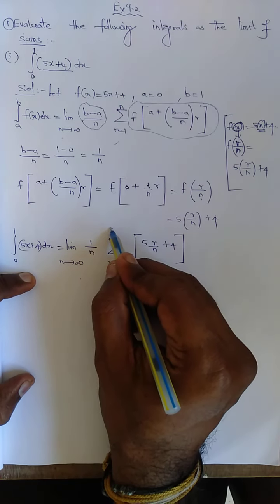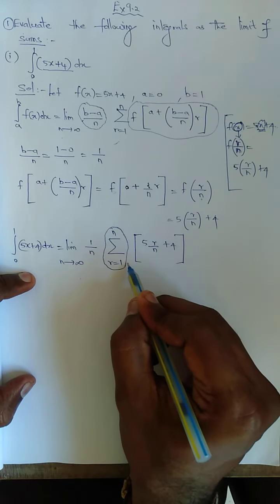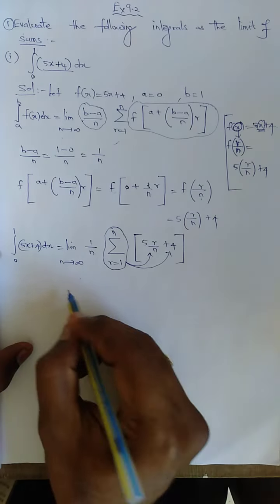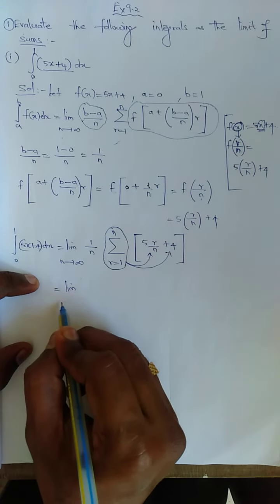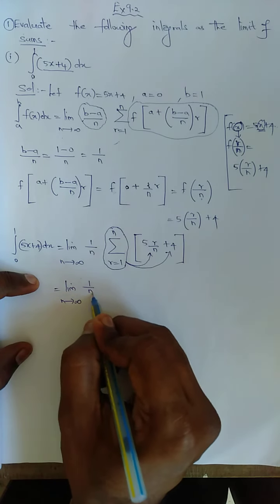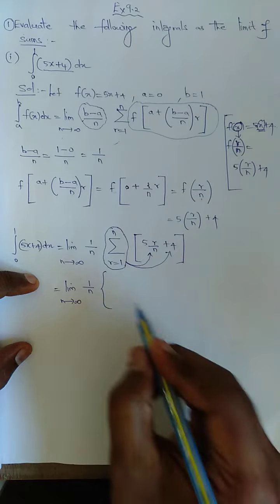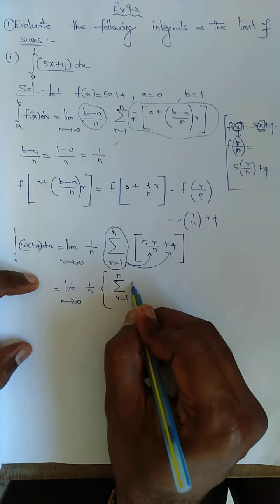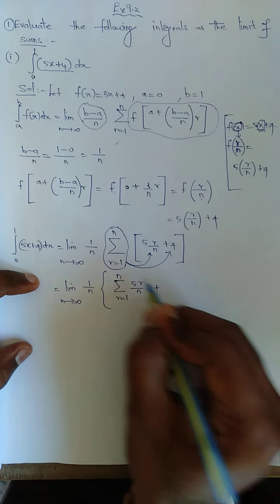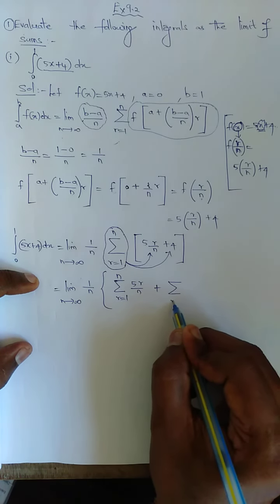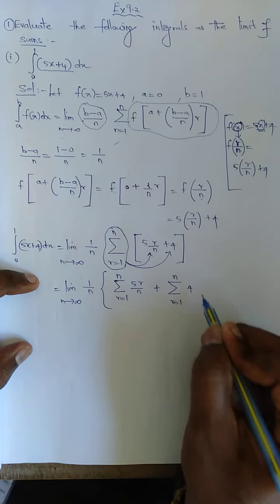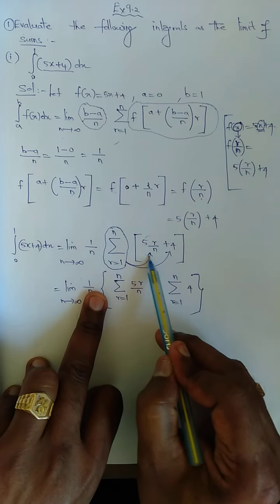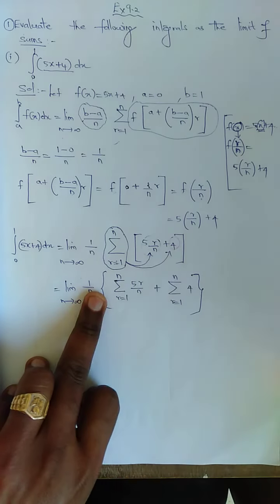So now multiply this summation with each and every term. It is equal to the limit as n tends to infinity of 1 by n. I put a bracket like this: summation r equal to 1 to n of 5 r by n, plus, multiplying with this, the summation r equal to 1 to n of 4. I think you can easily understand this. This sigma is multiplied with this one, and this sigma is multiplied with 4.